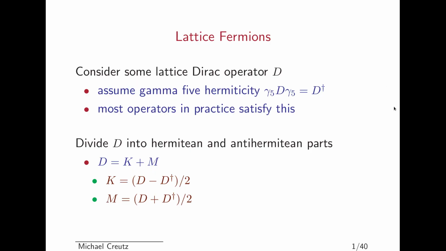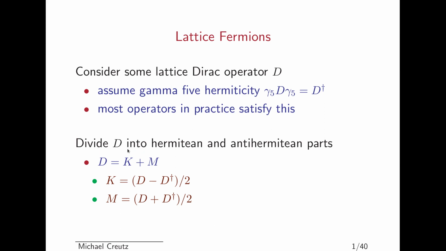There they are. Okay, so I'm going to start with a very simple argument that has to be a little bit complicated with lattice fermions. So let's imagine some lattice Dirac operator. Now normally in the continuum we have a Dirac operator which has a kinetic part and a mass part. So let's try and do that for a general Dirac operator. I'm going to assume that there's a gamma 5 hermiticity floating around, that gamma 5 D gamma 5 is D dagger. And this is true in most cases. It's not quite true with the twisted mass things, but it's effectively true for all of them.